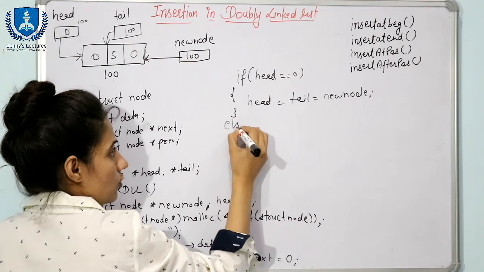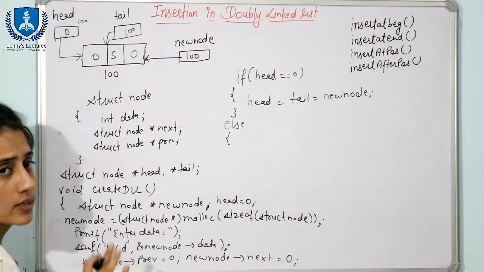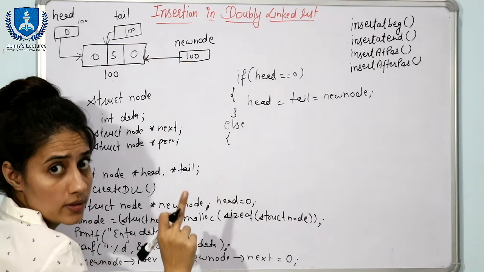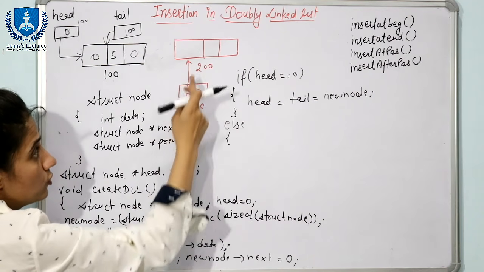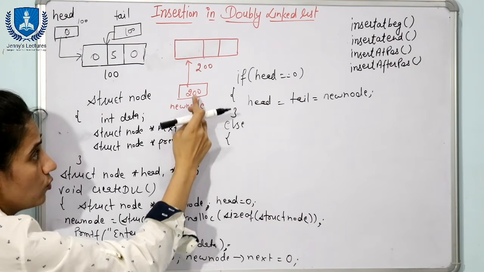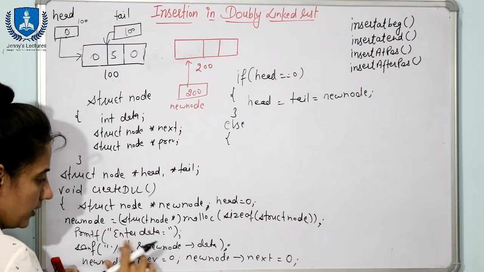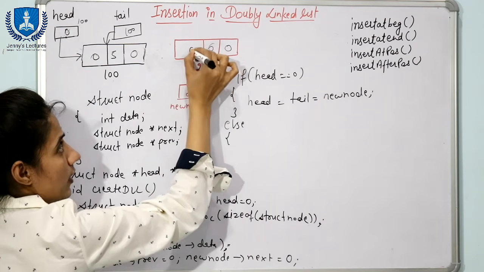But if head is not 0, then in the else part what will you do? Now suppose this is the list. Now I want to insert a second node. In that case what will we do? Suppose we have created one more node, the address is 200. In this new node, now 200 is going to be stored. We have asked from the user using this printf and scanf. The data inserted is 6, and here 0 and 0.